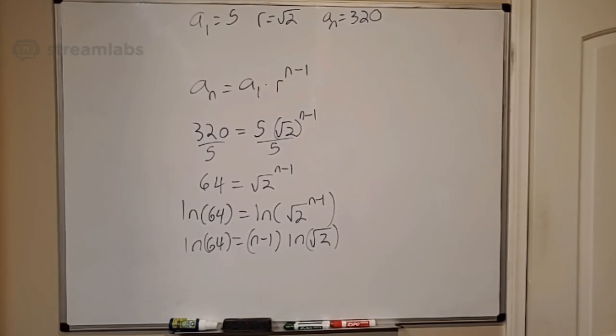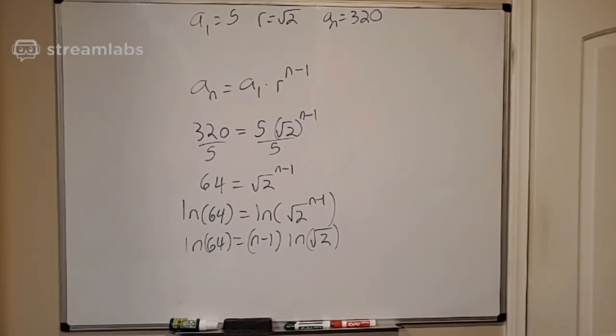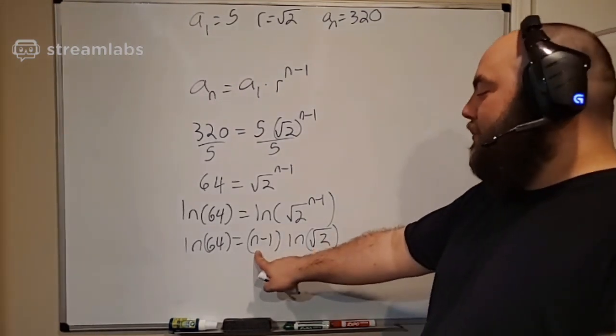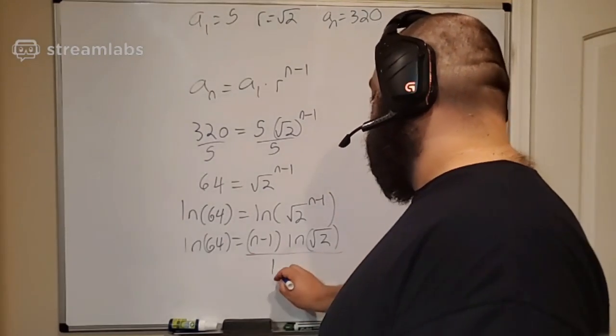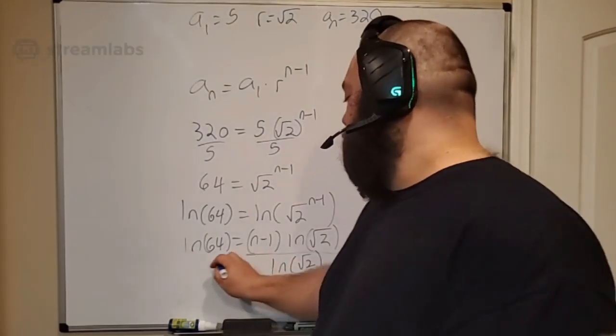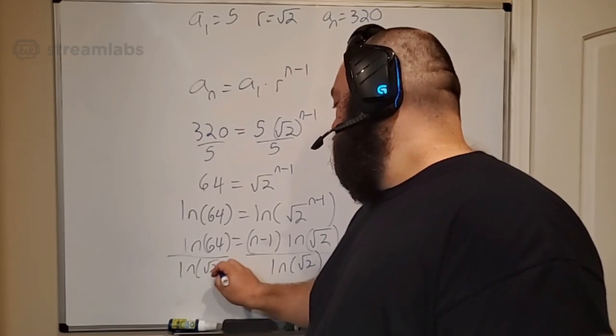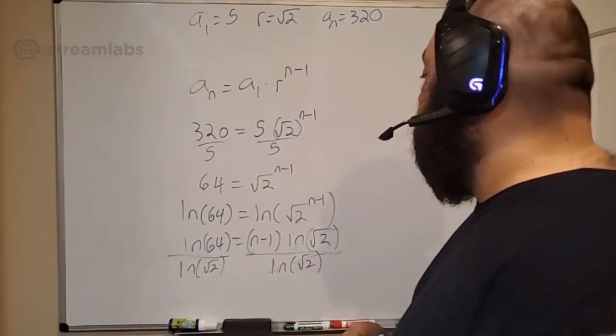Okay, what would my next step be? Divide by ln 64? Nope. n-1? No. ln square root of 2. Remember, I'm trying to get the n by itself, so I need to get everything else out from around that. So I'm going to divide by ln square root of 2. Wait, divide by the square root of 2 or ln square root of 2? ln square root of 2. Okay, you cut out, so I couldn't hear. Oh, sorry. Yes, divide by ln square root of 2.